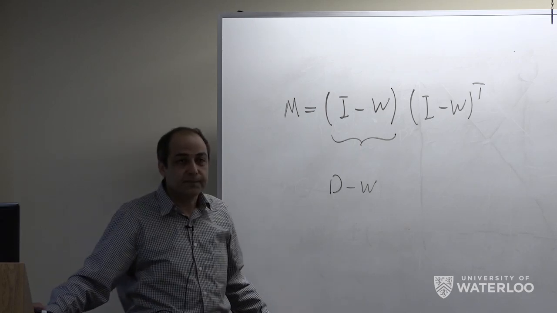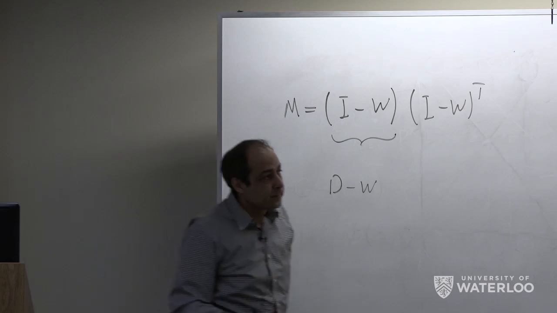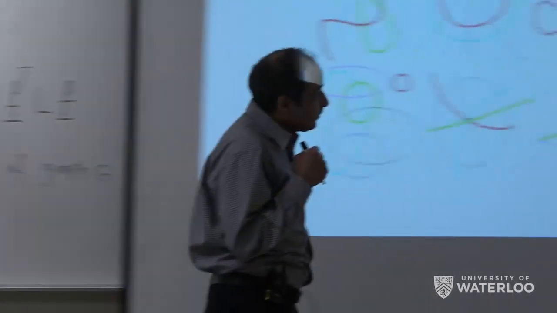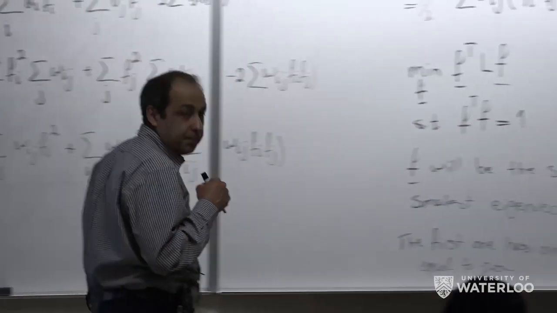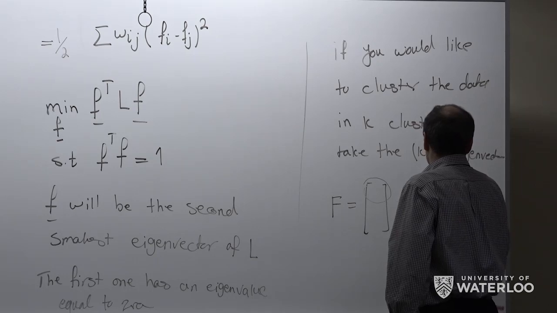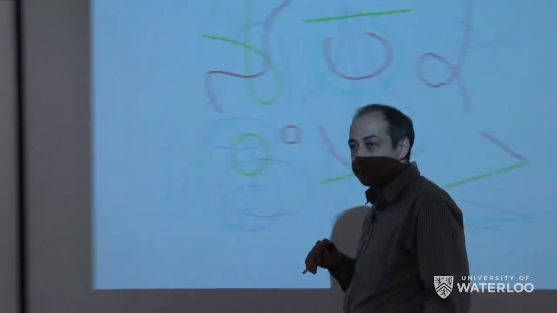Any question? Yes? If you would like to cluster the data into k clusters, you're supposed to take the k minus 1 smallest eigenvectors? Yeah. Yes. After discarding the one which is corresponding to 0.